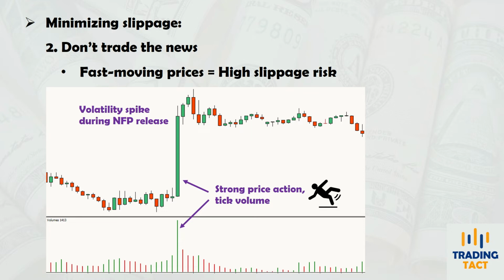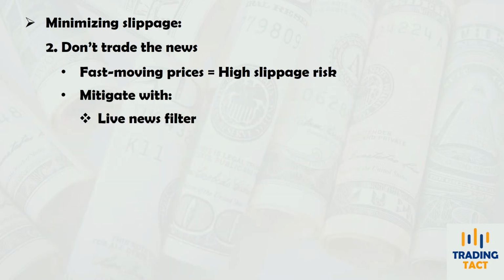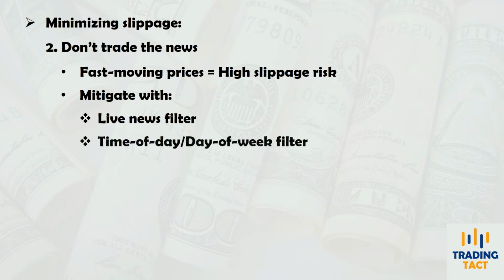To mitigate this, you can add a live news filter that pauses trading before high-impact news, or you can add a time entry filter that prevents trading in a certain time window, such as Friday mornings. Whichever option you choose, ensure that you can replicate similar filtering conditions in your backtest.